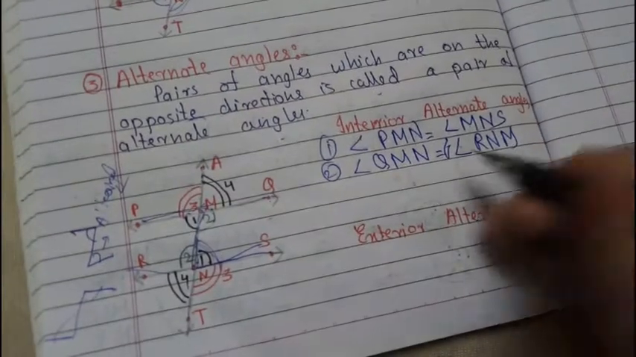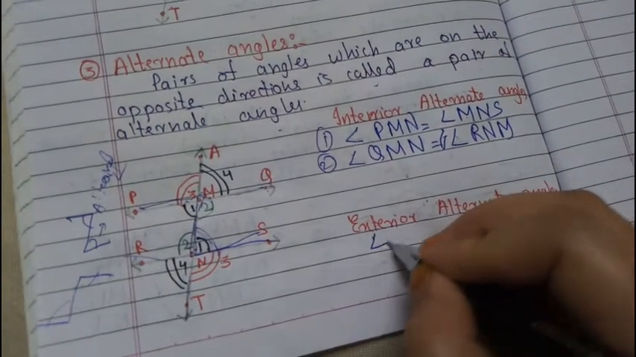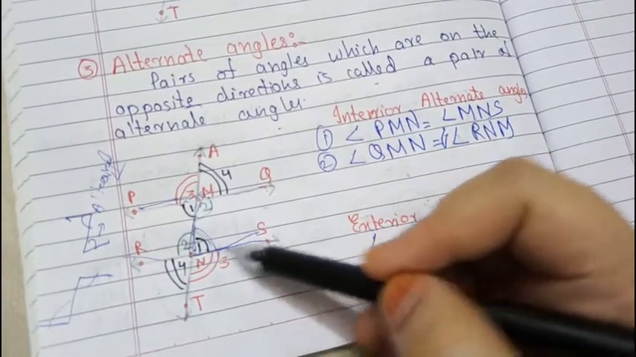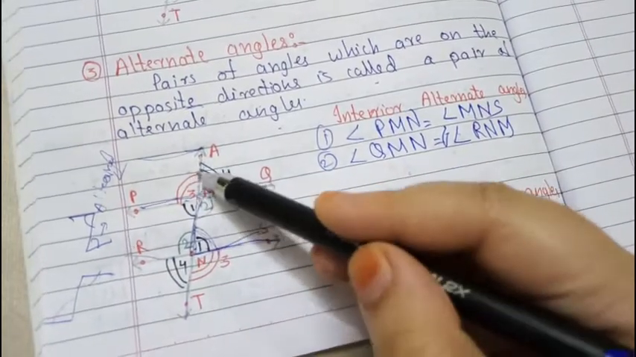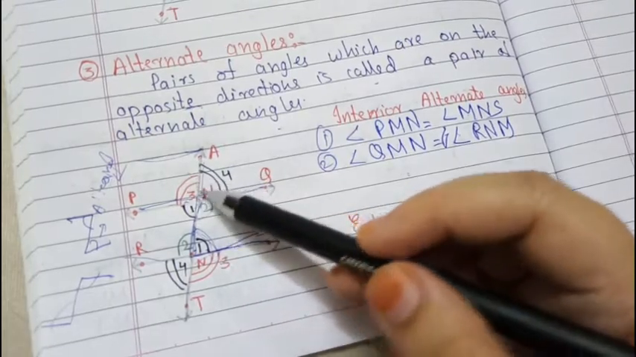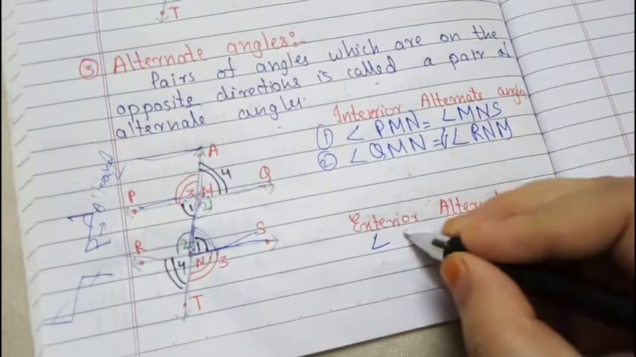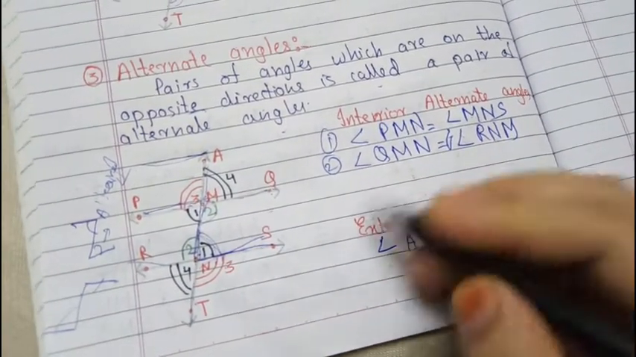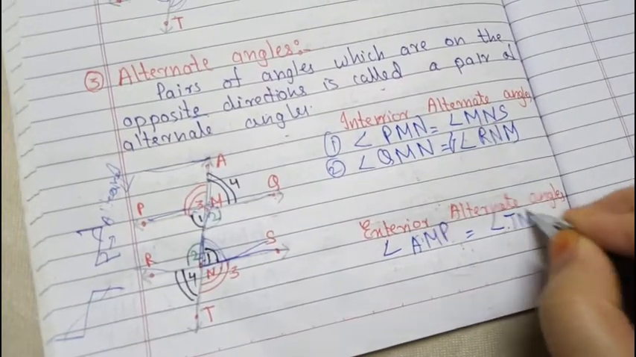Now we will see the exterior alternate angles. The first pair is angle AMP, which will be congruent to this, right? Suppose here you can make a Z like this, this one and this one. Okay, exterior alternate angle: angle AMP congruent to angle TNS. TNS, this is the first pair.